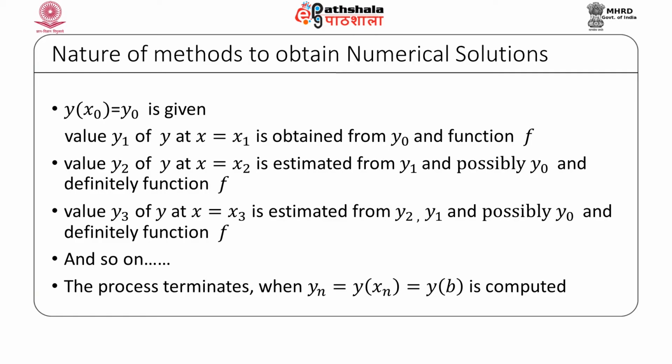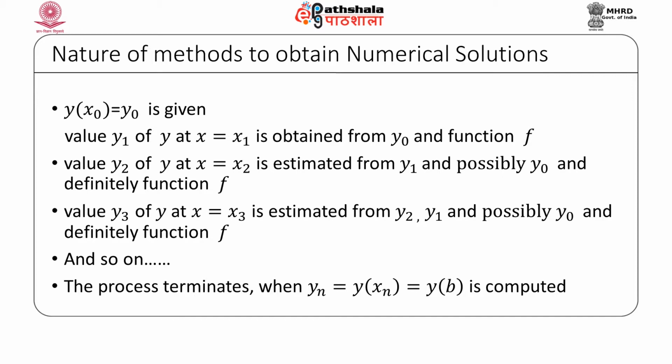So, this is how we go on. y at x3 will be estimated from y2, y1, possibly y0, and definitely the function f. And we stop when we reach the point b, that is, we get the value of y at the point xn, and that is the value of y at the point x equal to b. If it is computed, we stop the procedure.